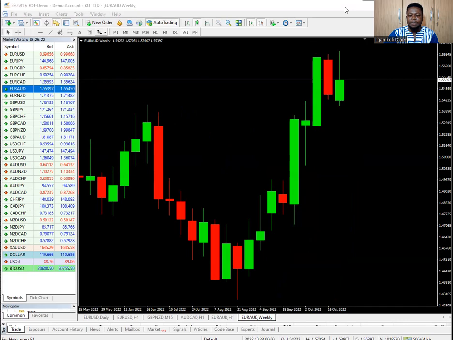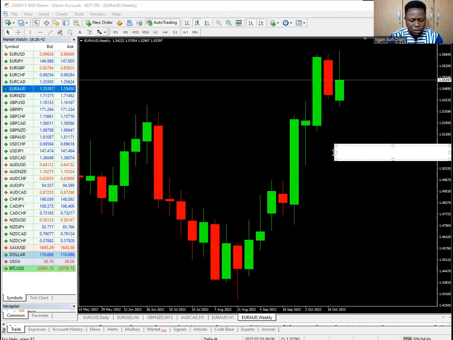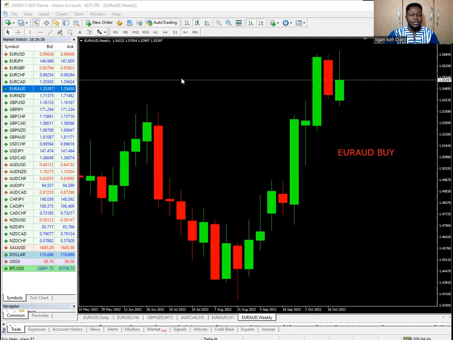We are still looking at a buy. So you see that Euro AUD overall, last week it went bullish because Euro was strong, AUD was weak. So now more weakness for AUD and more strength for Euro. So that tells you that we are going to see another bullish. So Euro AUD on COT reports, Euro AUD is going to be a buy. Euro AUD buy.